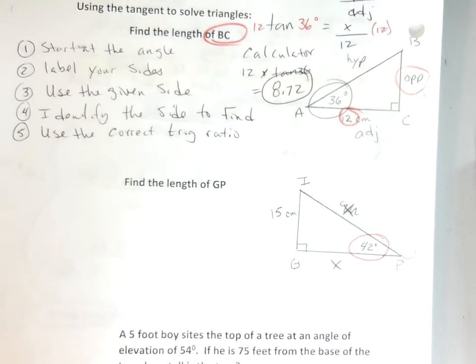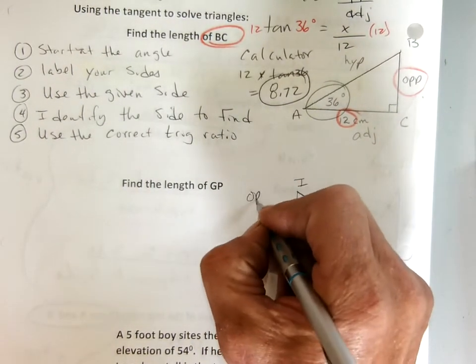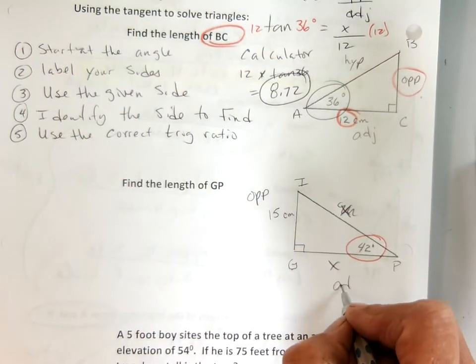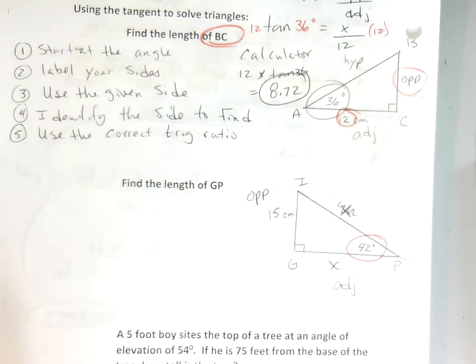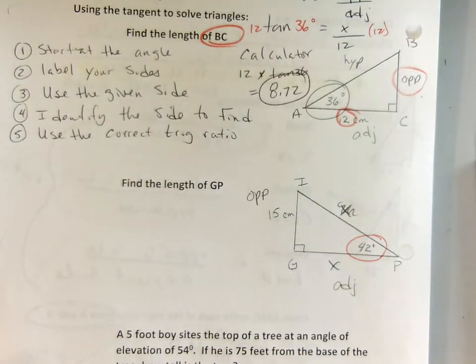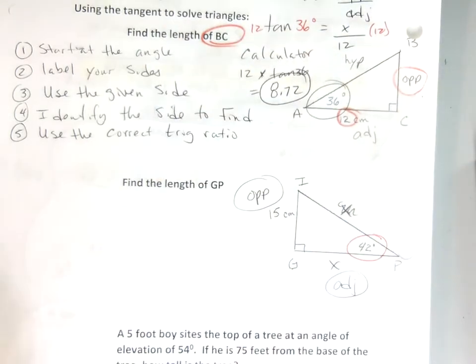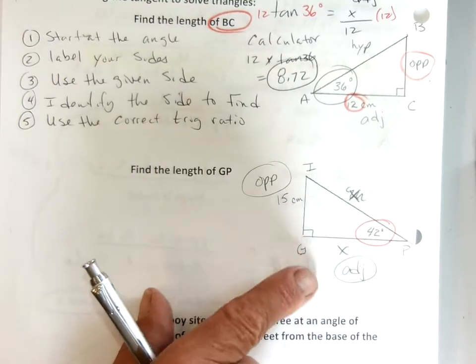Step 2. Okay, so the 15 is my opposite. You guys agree with that? My x is my adjacent. I don't care about the hypotenuse. I almost did, but I can't. I did it wrong. Okay, so, all right, which am I going to use? Opposite, adjacent. Look up there. Which one am I going to use? Sine, cosine, tangent. Opposite, adjacent. Which one am I going to use?